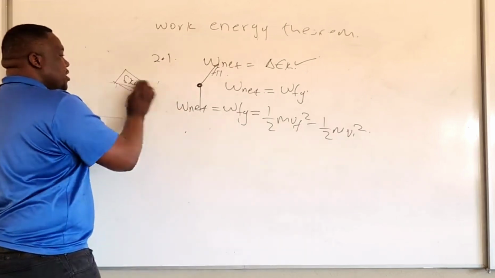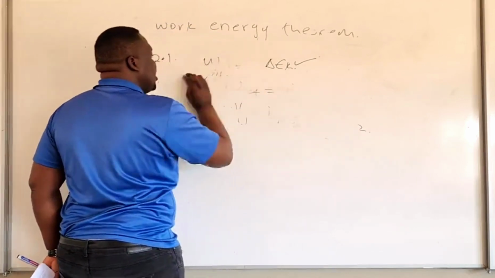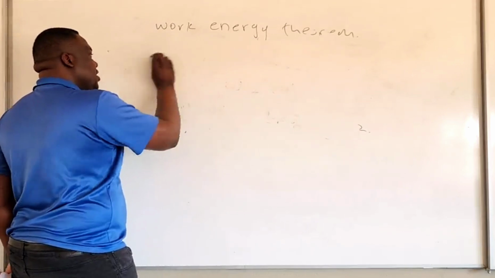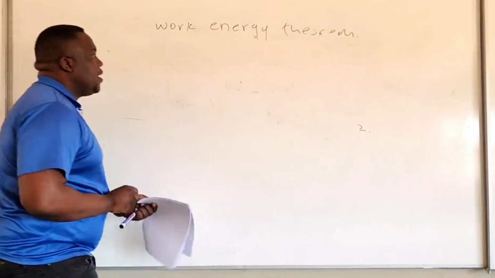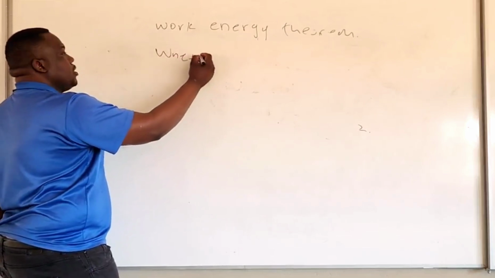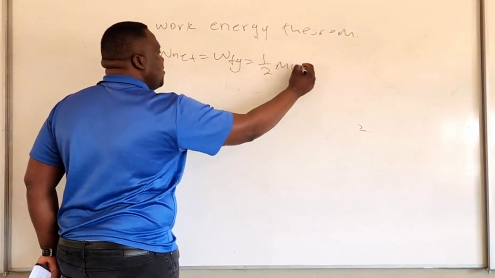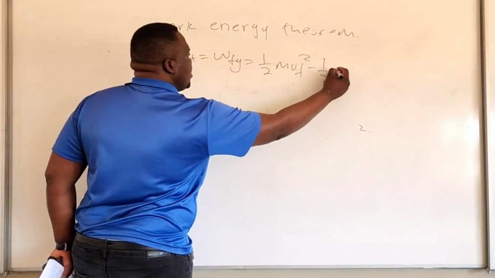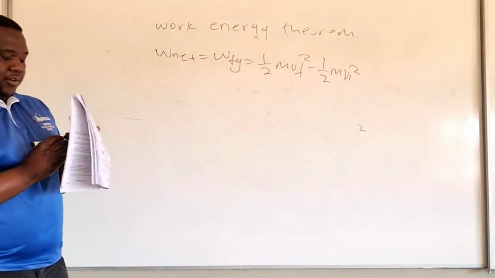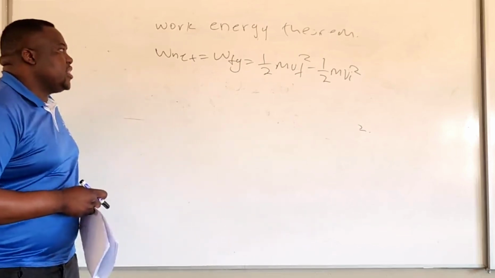Let me erase this, then I focus on working out the question. I'll write what I just erased here at the top, so that we can have enough space. I hope you are understanding. Then we're going to have work net is equal to the work done by gravitational force, which is equal to 1 over 2 mvf squared minus 1 over 2 mvi squared. This is the formula that was created from that scenario. Why? The only force acting on the object is gravitational force.